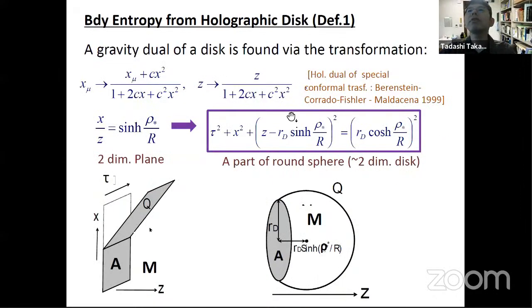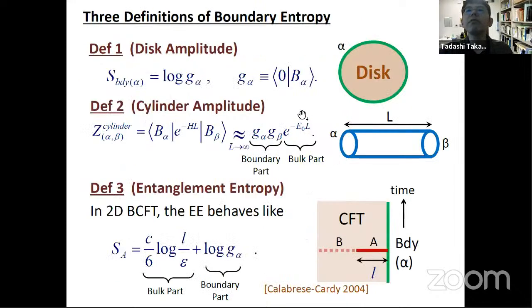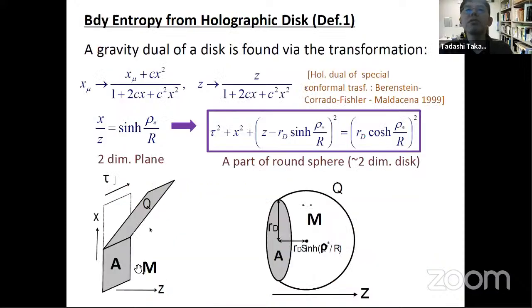Okay, so now we go to the calculation of boundary entropy from the holographic side. For that, we want to relate this to the disk amplitude. So we want to have some disk. We explain the simplest setup, where the boundary of A is just a straight line. Right? This is a BCFT on the upper half plane.